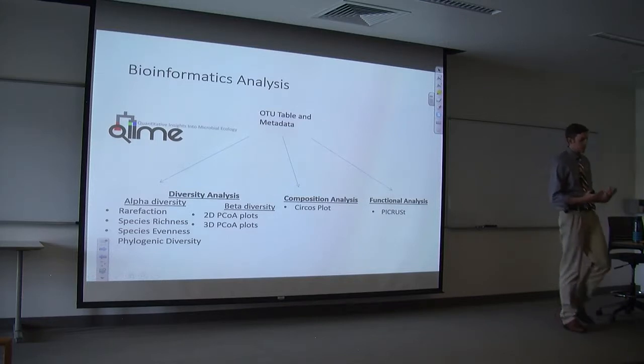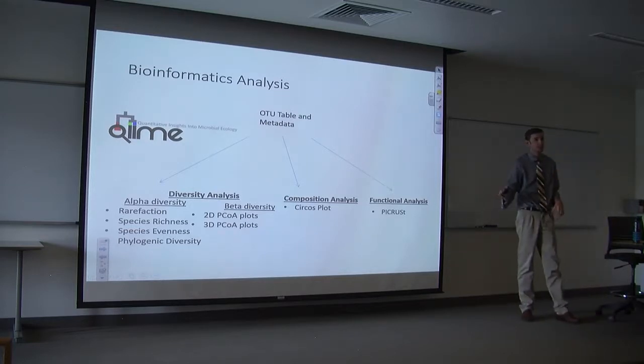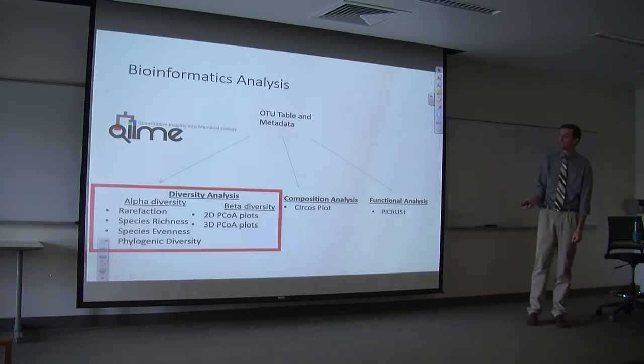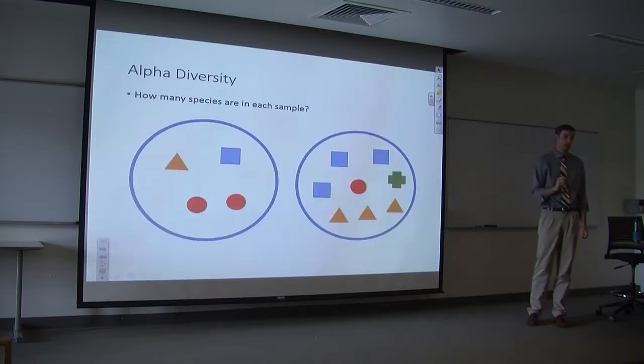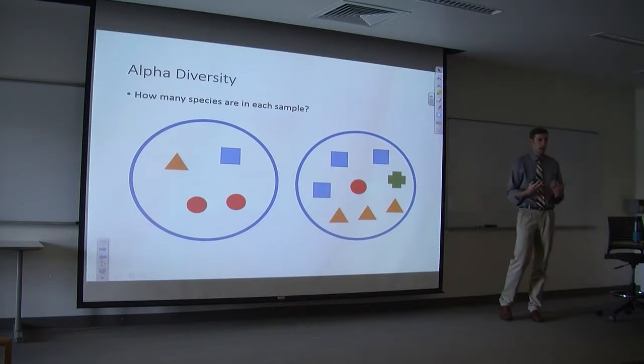Some of the things that a bioinformatic analysis can help you analyze include diversity analyses, composition analyses, and functional analyses. We did all three of these, but we started with the diversity analysis. There are two types of diversity analyses that we did and I will talk about today. The first is an alpha diversity analysis. So alpha diversity answers the question, how many species are there in a sample?